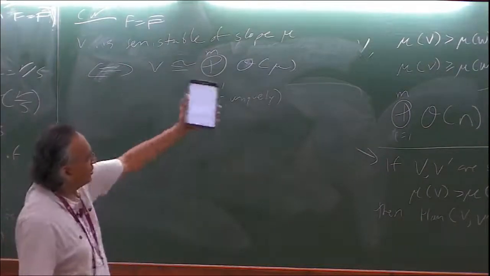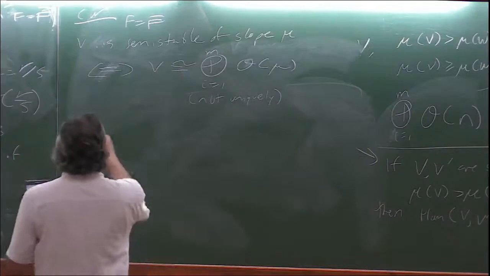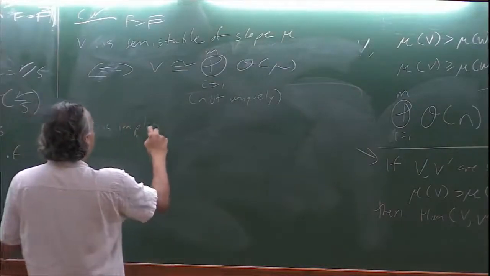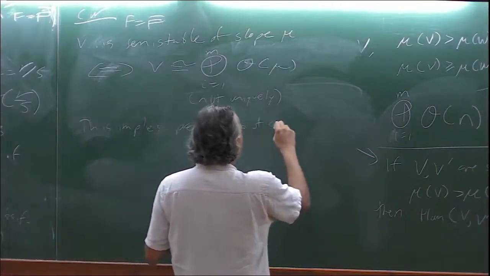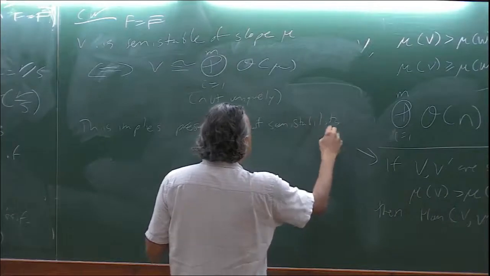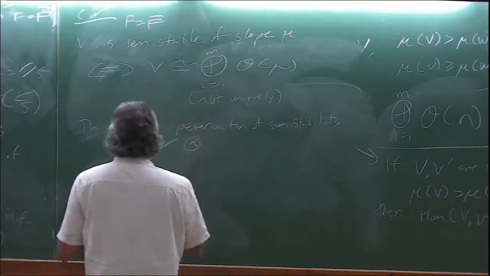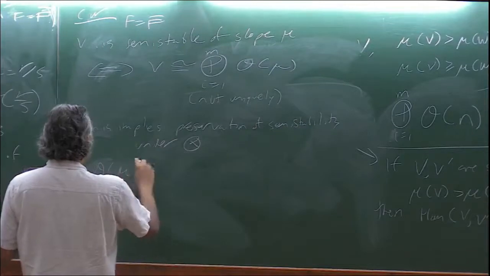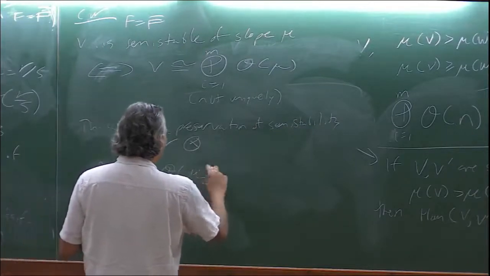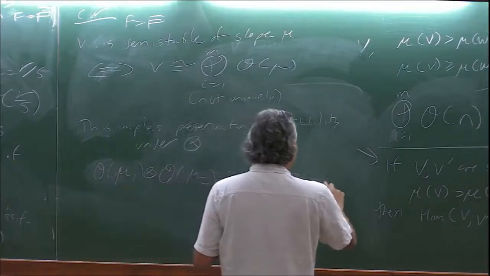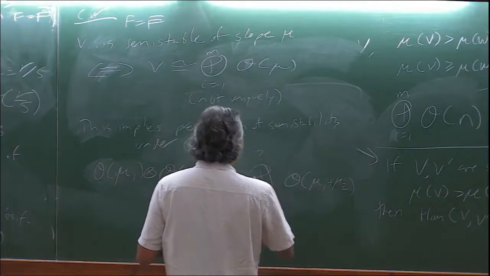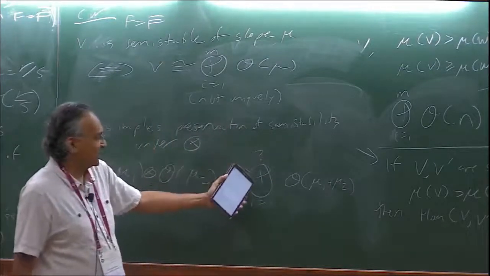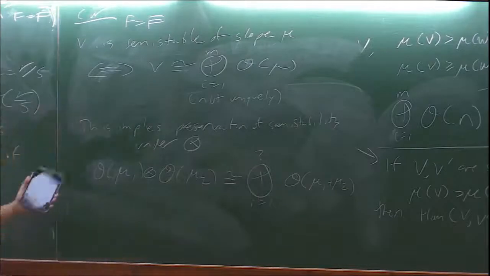So by the way, this implies the preservation of semi-stability under the tensor product, using the fact that O of mu1 tensor O of mu2 is isomorphic to some number of copies of O of mu1 plus mu2, where you have to choose it to make the ranks work out. But you can write this isomorphism down. This is a fun exercise to write this isomorphism down explicitly.